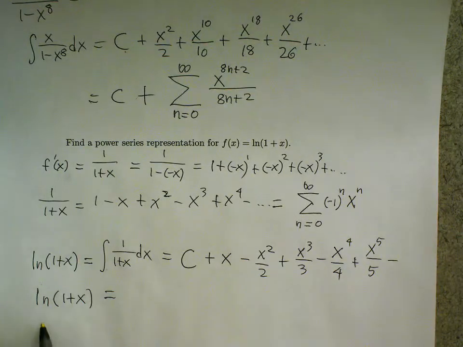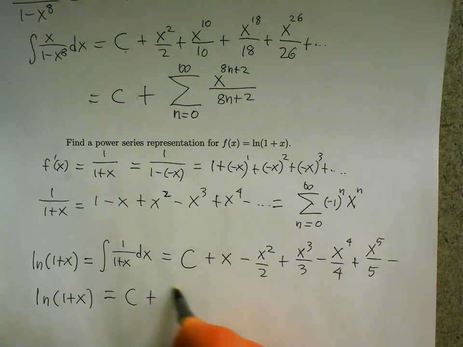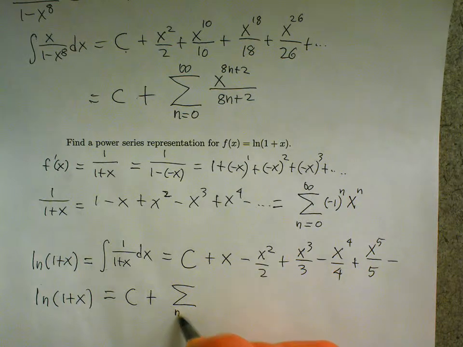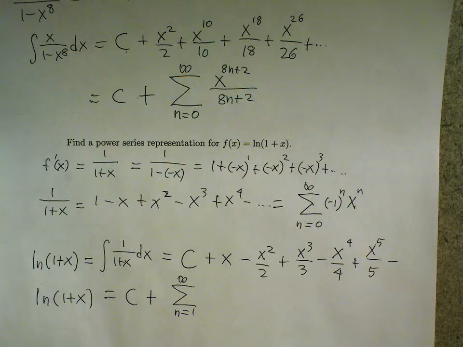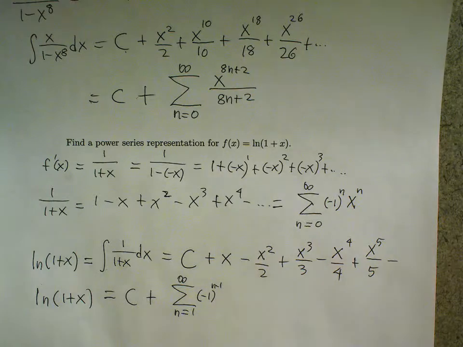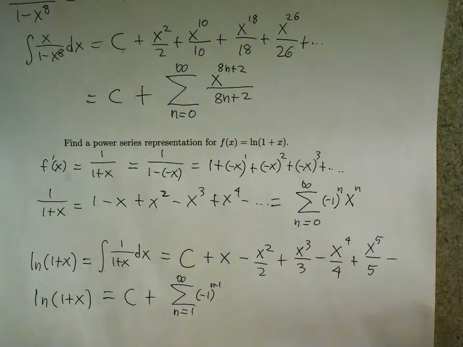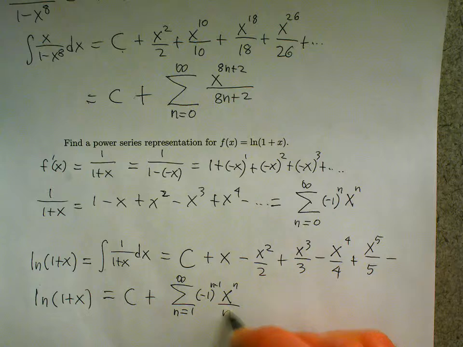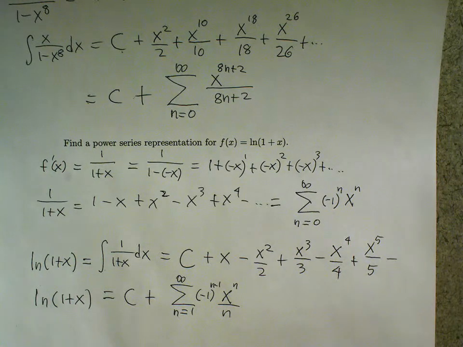So we'll write the natural log of 1 plus x equals c plus the series using sigma. We can start this one at n equals 1. It's an alternating series, so negative 1 to the n minus 1, and then times x to the n over n. Yeah, I think that works.